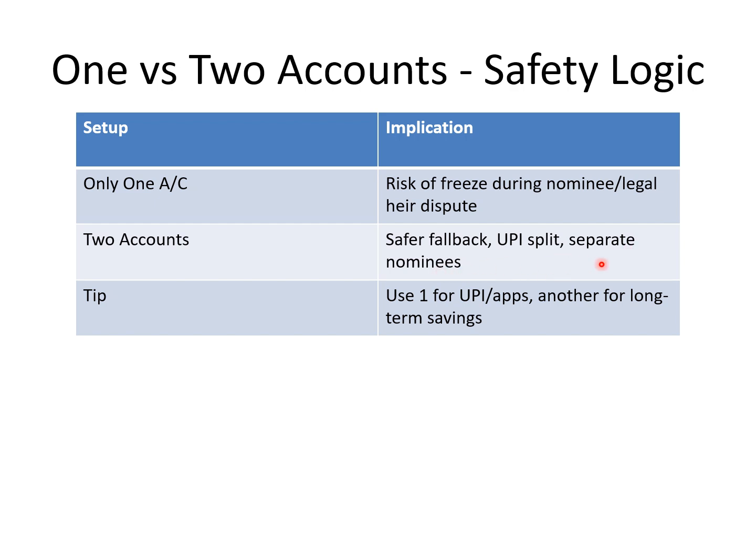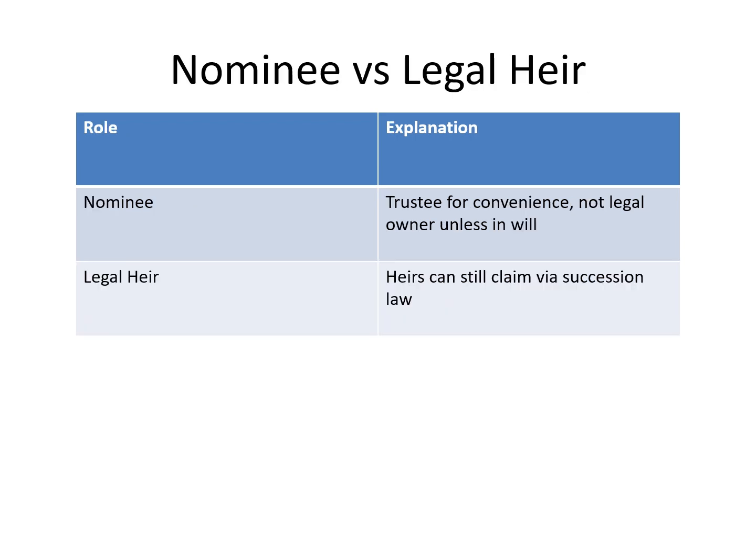Also, you can have separate nominees, right? If you have two accounts, you can have two nominees for different accounts. Also, my tip: use one app for regular UPI transactions. Keep the other account safe with some balance, so that it is useful whenever you are stuck with one account, you can use the other account.